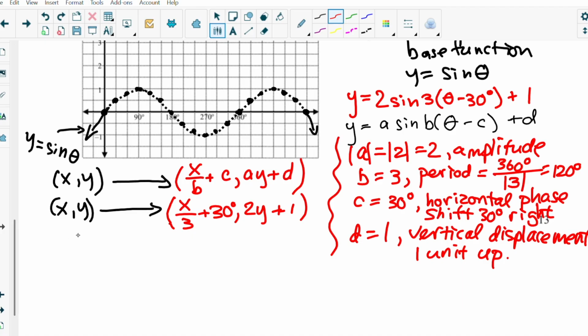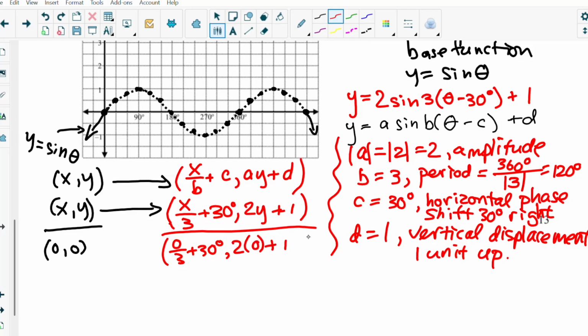So let's try 0, 0. I'm going to try a whole bunch of points here. Let's just try the first 1, 2, 3, 4 points, perhaps. Or let's do the easy ones. I'm going to do 0, 0. So what does that transform to? That's 0 over 3 plus 30, and that's 2 times 0 plus 1. Well, this is just 30 degrees and 1.